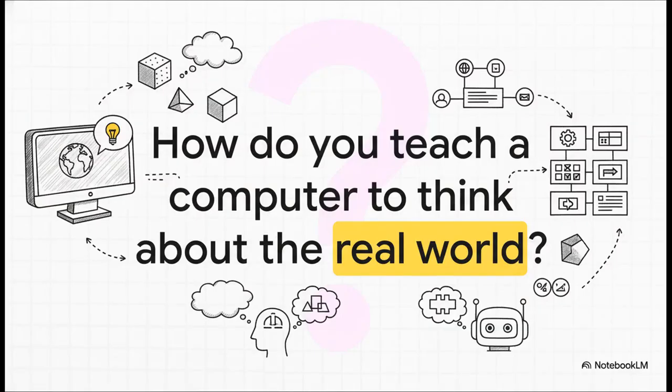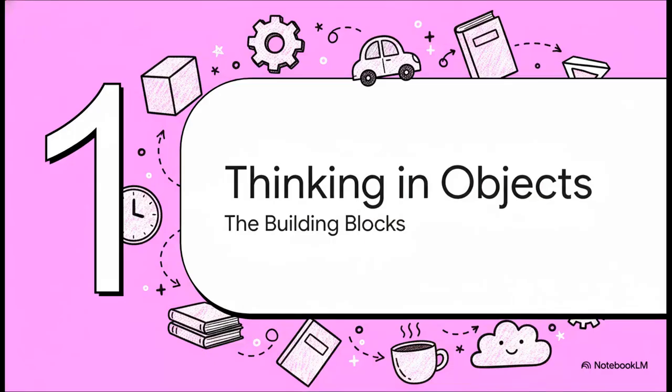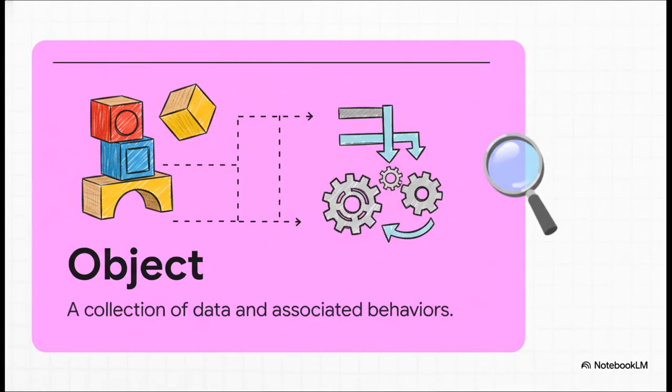So, at its very heart, object-oriented design, or OOD as you'll hear it called, tries to answer this one huge question. How do you get a computer to think about the real world? How do we possibly model all these complex systems in a way that makes sense to us humans and to the machine? Well, the whole approach starts with a concept that we're all familiar with, literally from the moment we're born, the object.